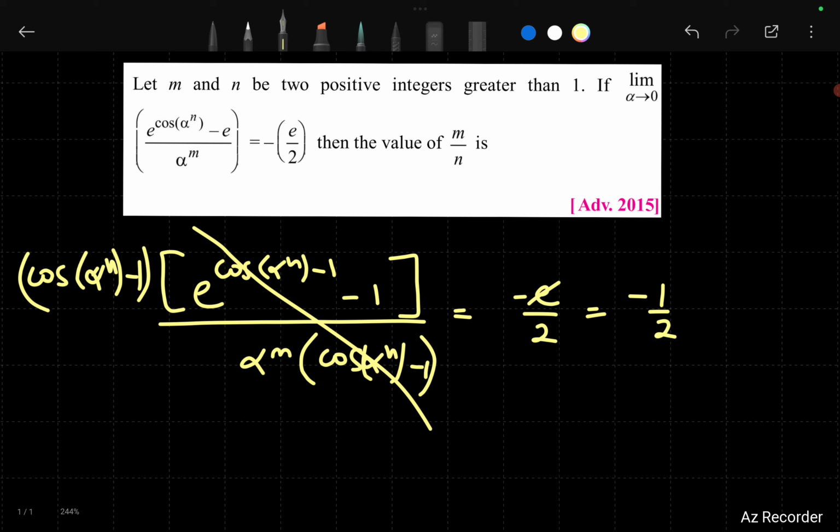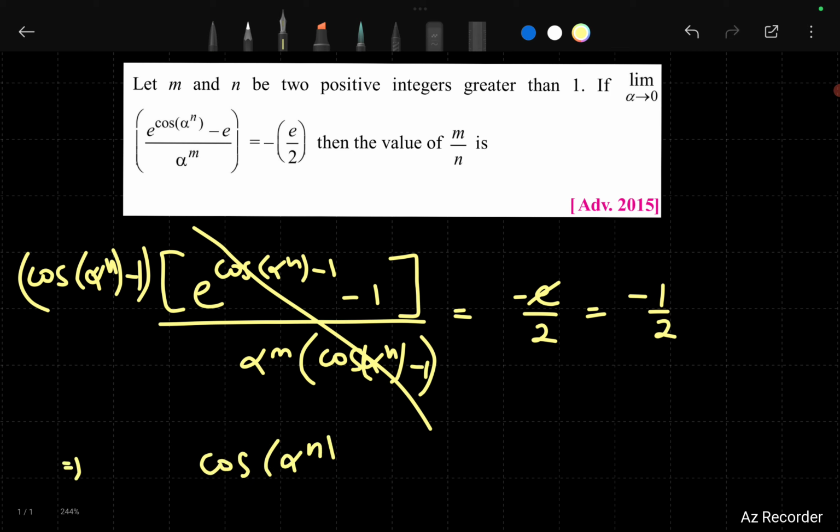Okay, because at limit alpha tends to 0, this will tend to 0, and cos of 0 is equal to 1. 1 minus 1 is tending to 0. Okay, so this part is quite nicely done. Then the next part will be solving this.